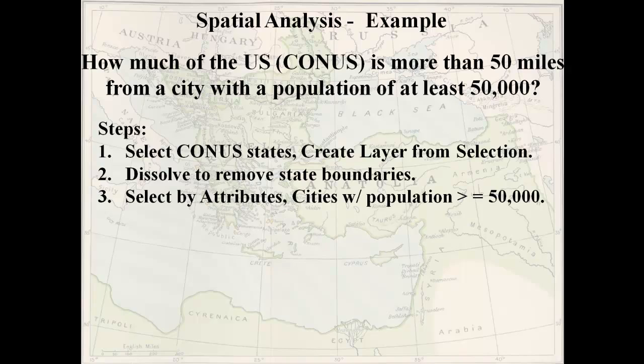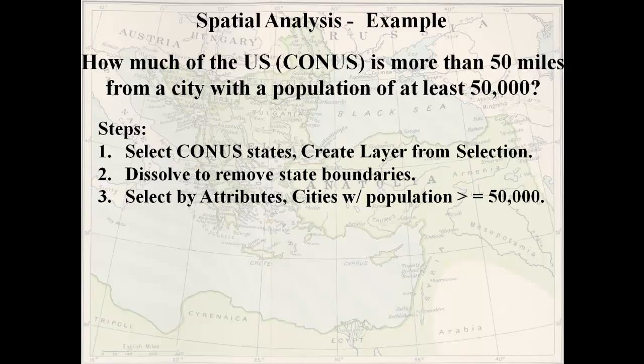Once we have that selection, we can make a new feature class out of that selection, or we can just work with the selected layer as it is in ArcMap. Okay, so now the first part of that question says more than 50 miles. When you see a sentence that says within or more than and it has a distance, you should think about the concept of buffering.